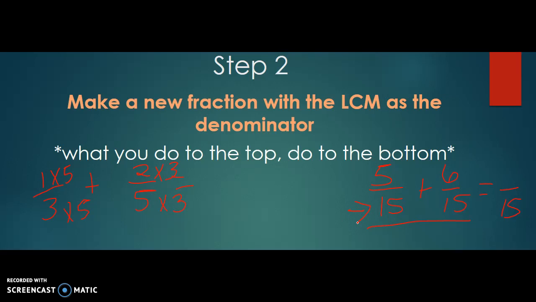So in order to get a new numerator, I had to multiply by a number that gave me 15 for the bottom. So 3 times 5 gave me 15. What I do to the bottom, do to the top. So 1 times 5 gave me 5. The next fraction, 5 times what gives me 15? 5 times 3 gave me 15. What I do to the bottom, do to the top. So 2 times 3 gave me 6.